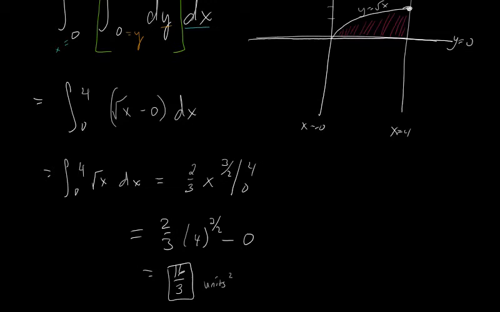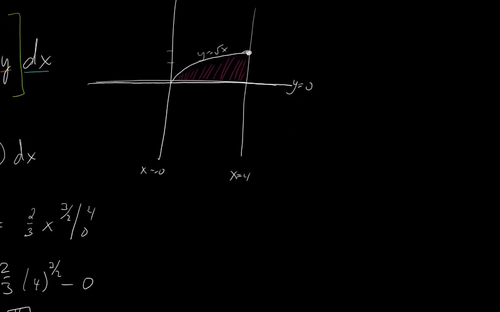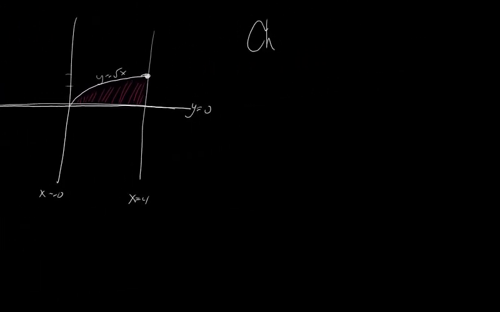Okay, so what if we wanted to change our order of integration? What if I wanted to integrate with respect to x first? So let's do that. Let's change the order of integration. So instead of thinking of this as the area under the curve y equal to square root of x, I'm going to think of this as the area to the left of x equal to 4, and we're going to have to figure out how to make that work.